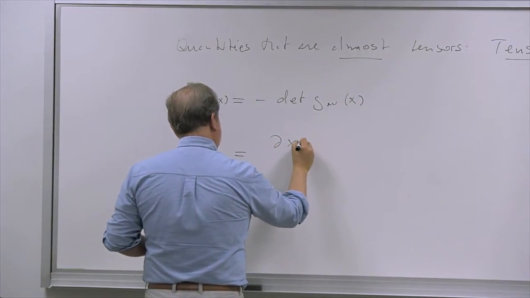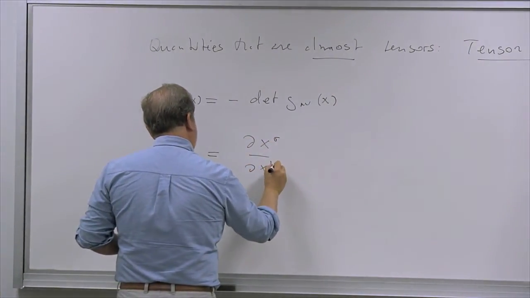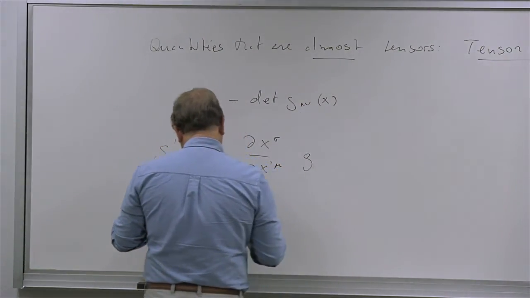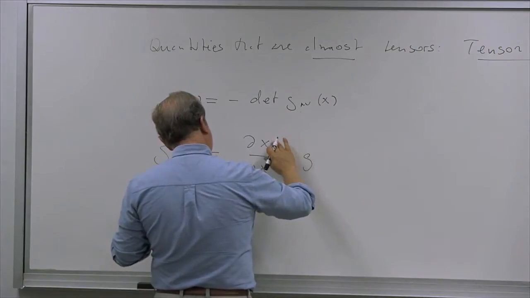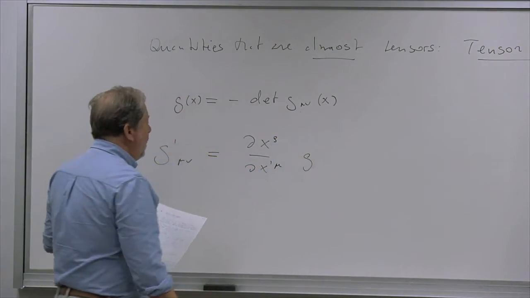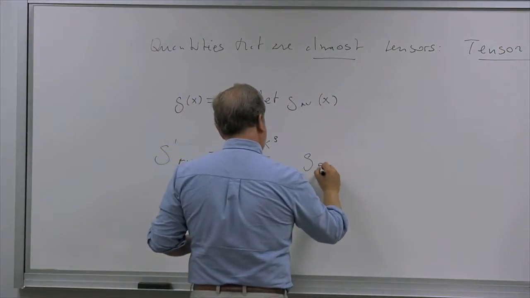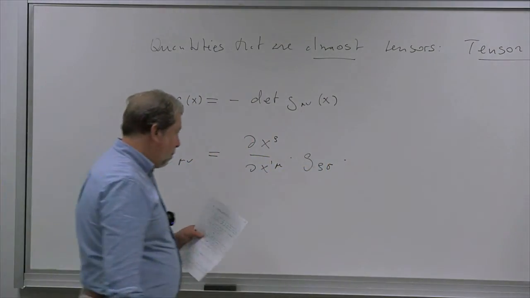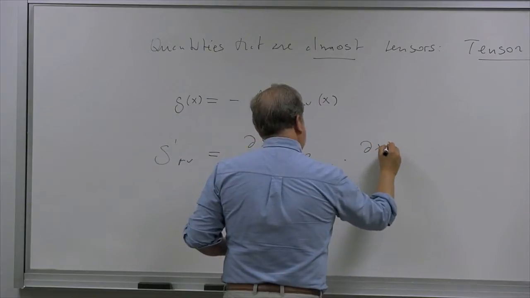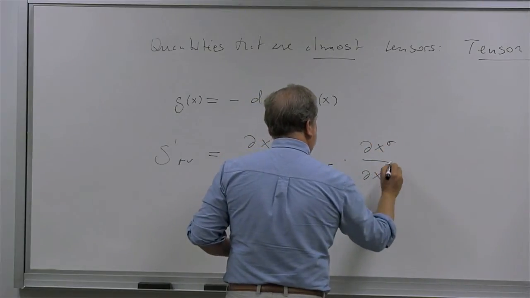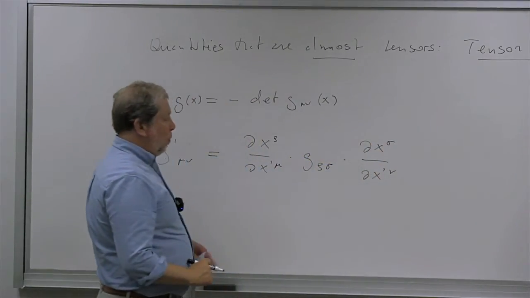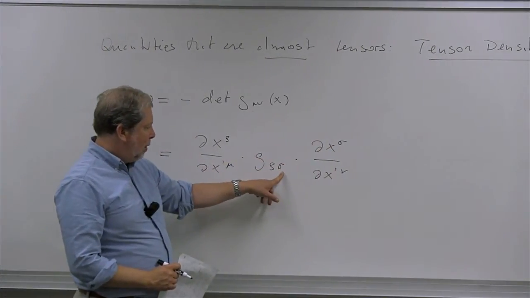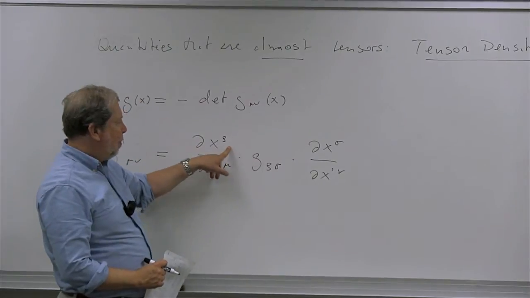We write that as dx rho by dx prime mu, and then the original matrix g rho sigma, and then the second matrix, which is again dx sigma by dx prime mu. So we write it as a matrix multiplication, because you have this index here, and then it's multiplied with this, and this index is multiplied with that.